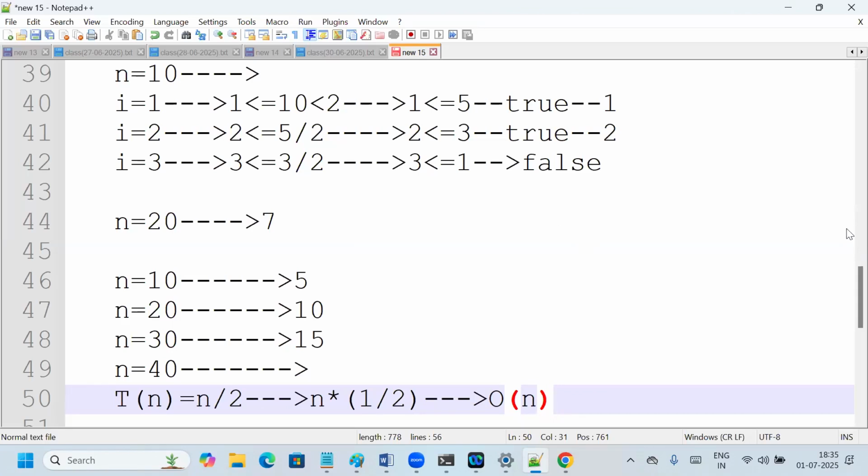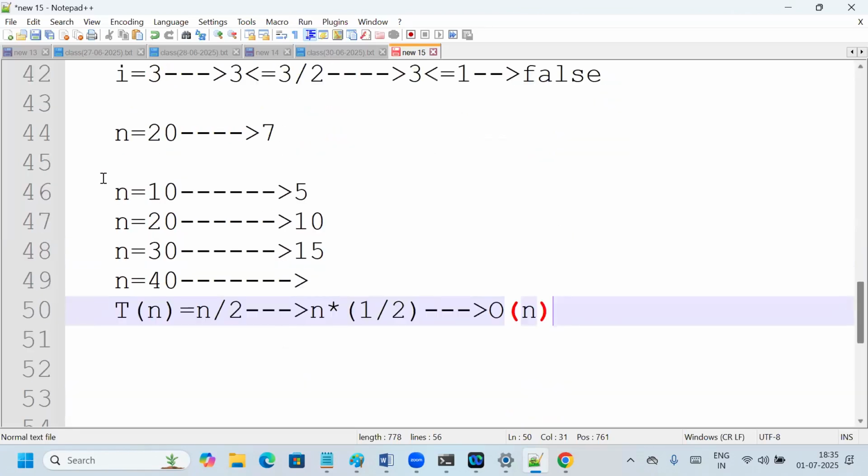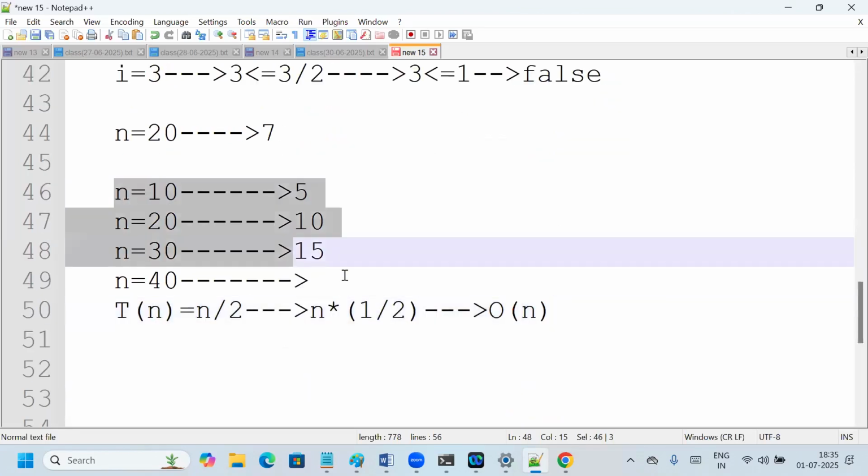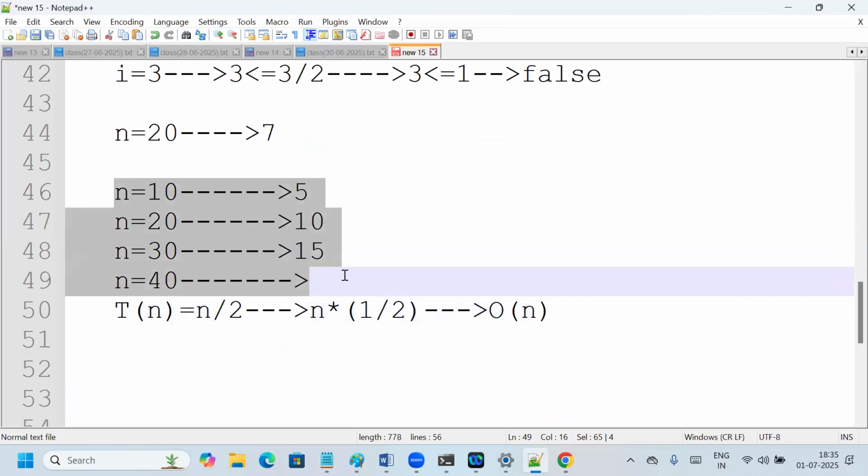So guys, what I'm trying to say, if you have a scenario where the number of comparisons equals n by 2 only, then obviously the time complexity will be order of n only. Yes or no guys, are you understanding?